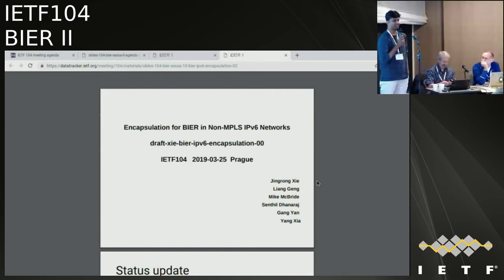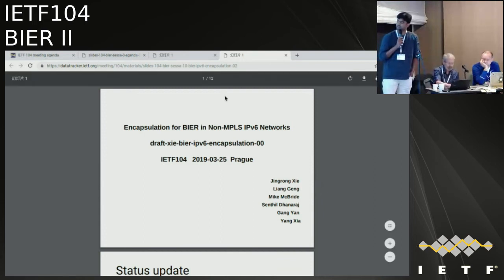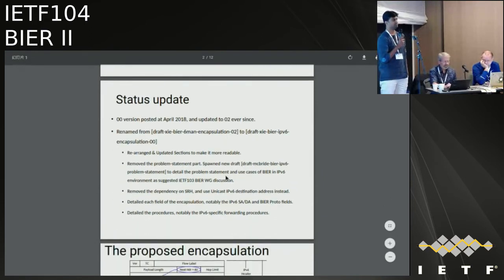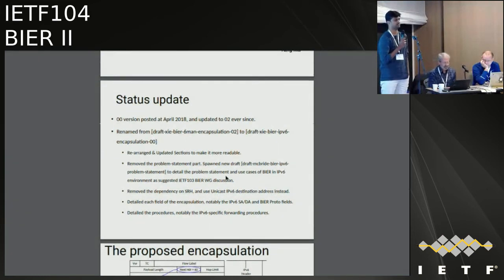Hey guys, Senthil from Huawei again. Let's get started. In this draft we have proposed another way to encode the BIER header within the IPv6 header. Jingrong and Mike presented the solution in the past two IETF meetings. Since then, we have renamed the draft, rearranged and updated sections to make it more readable, and removed the problem statement part from this draft and spawned a new draft, which Mike has just presented. From the technical side, we have removed the dependency on the SRH and used unicast IPv6 destination addresses for some special cases. We'll see about that in detail further.